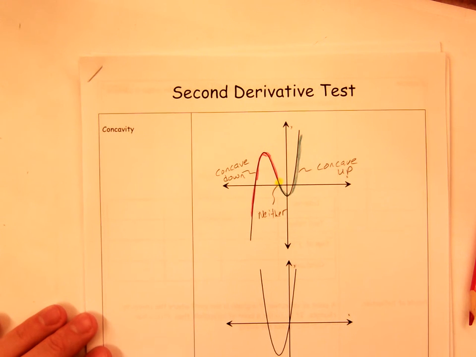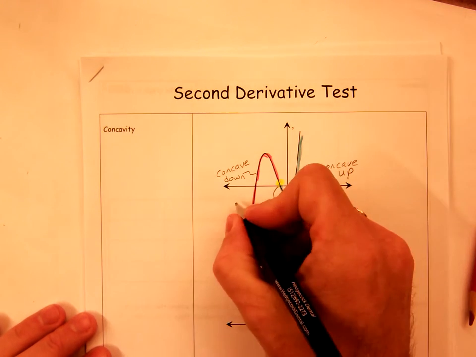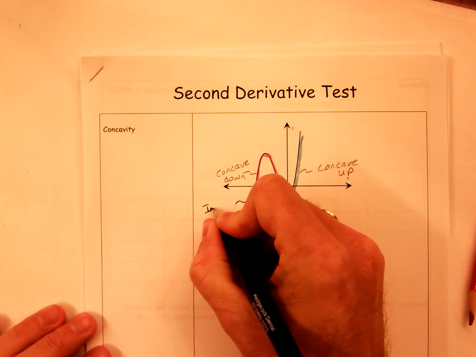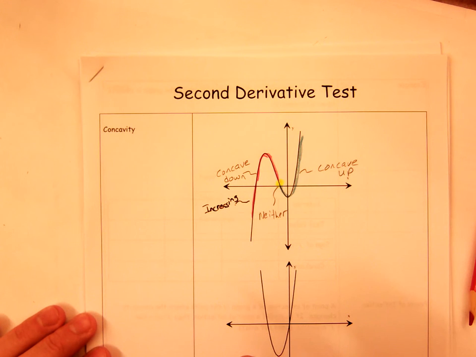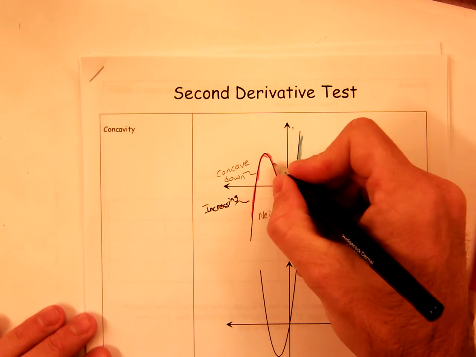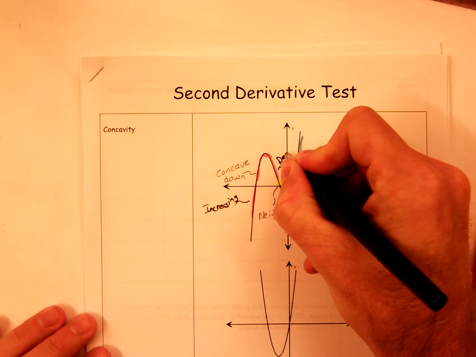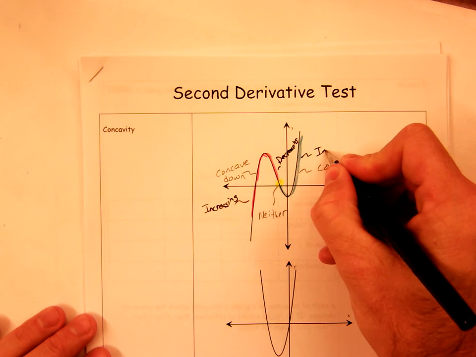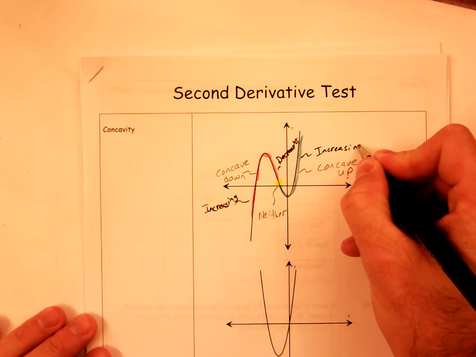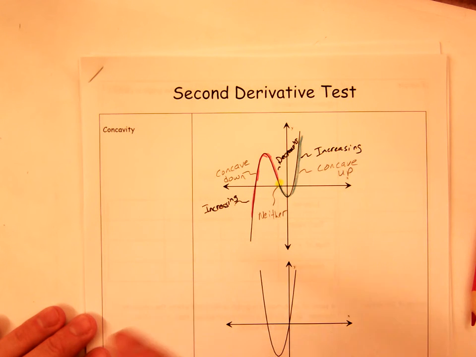A little bit more info on this. This function is increasing. How do I know if it's increasing or not? Good, first derivative test. If the first derivative is positive, it is increasing. So in this area, we're decreasing, and that's what it looks like, and then it's increasing again. So I have concave up, concave down, and increasing, decreasing, increasing on this particular function.